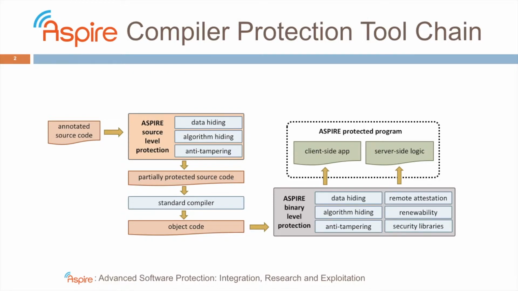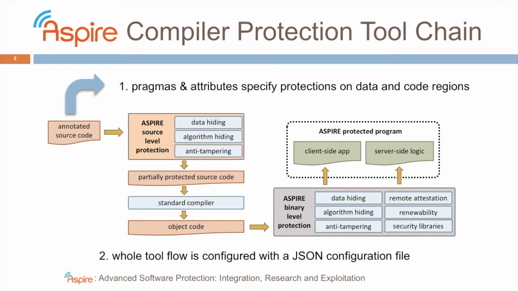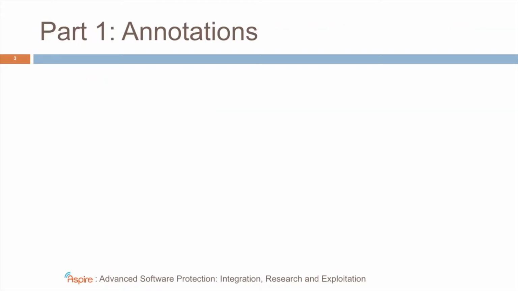Now, two aspects will be discussed in this video. First, the annotations. We've chosen to use pragmas and attributes, like they are supported by GCC and LLVM and other compilers, to specify the protections that should be deployed on data and code in the program. Secondly, we have chosen for a whole tool flow that can be configured with one JSON configuration file. And in this video, we'll have a look at the pragmas and attributes, as well as the JSON configuration file. First, part 1, the annotations.